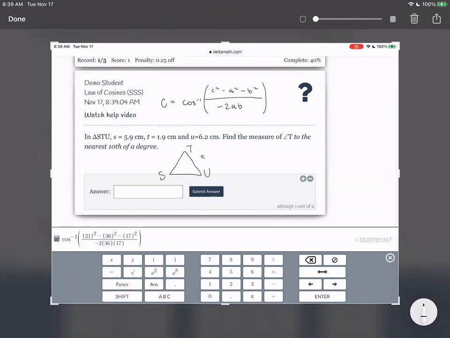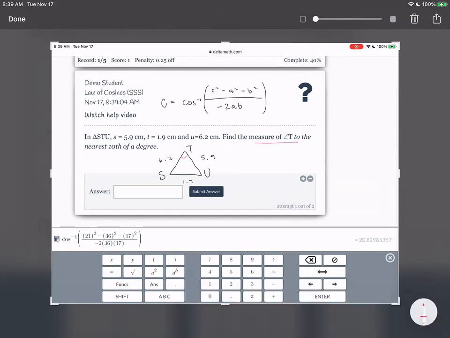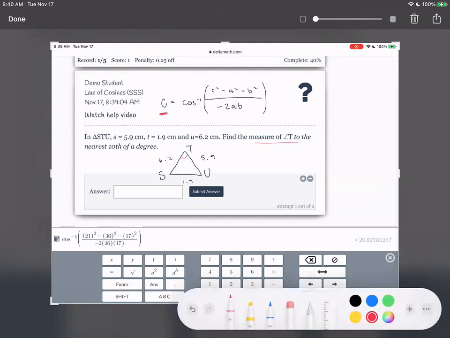where little s is 5.9, little t is 1.9, and little u is 6.2. Not drawn to scale, obviously. Find the measure of angle t to the nearest tenth of a degree. So angle t is going to be our C, okay? And S and U can be A and B. But angle t is going to be our C when we rewrite our equation.